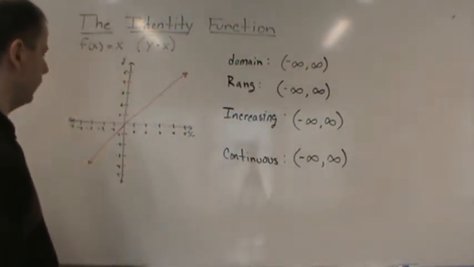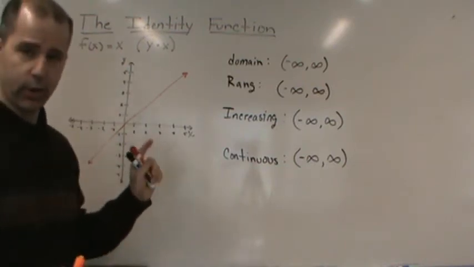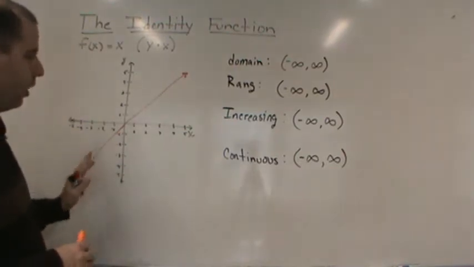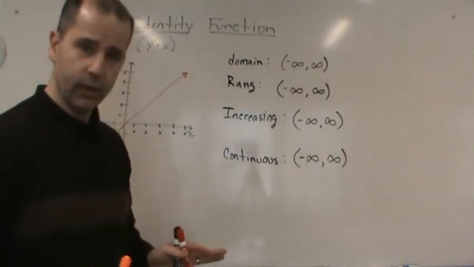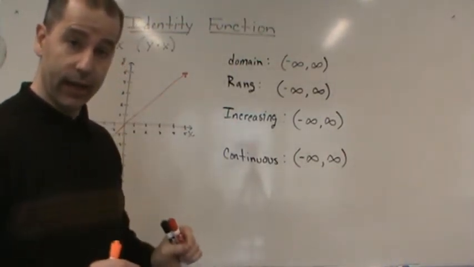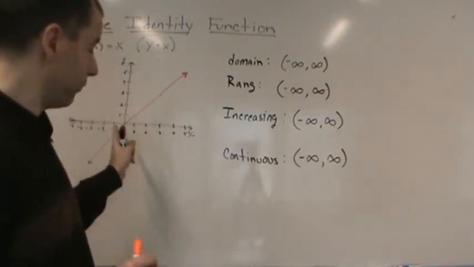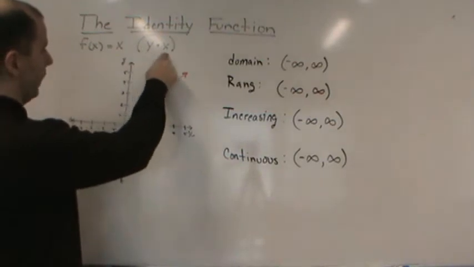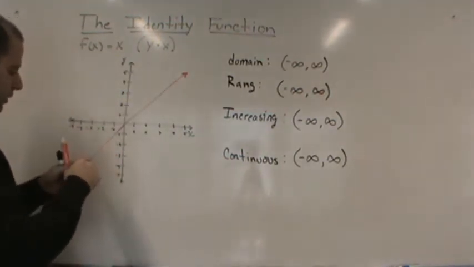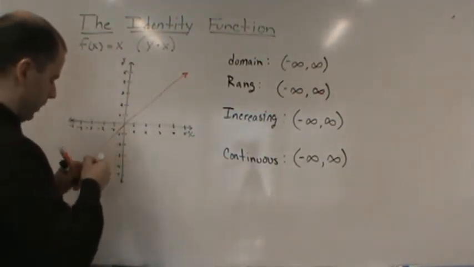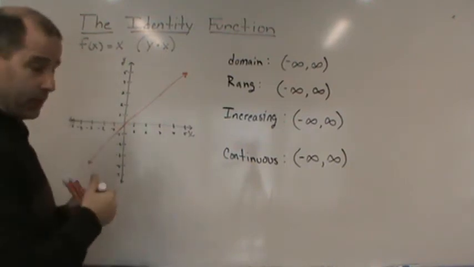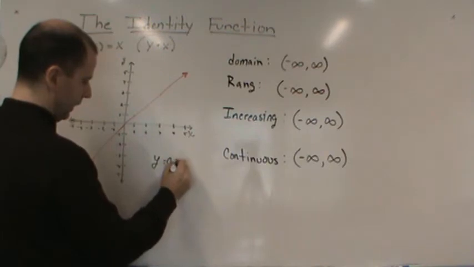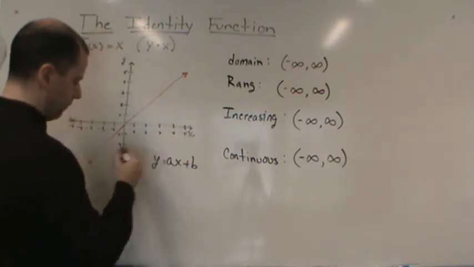Now, the reason why we call this one of the basic functions is because it's a straight line, so all other straight lines can be created from this basic function. Remember, this is of the form y equals x, but the general form of the equation of a line in slope-intercept form looks like this: y equals ax plus b.